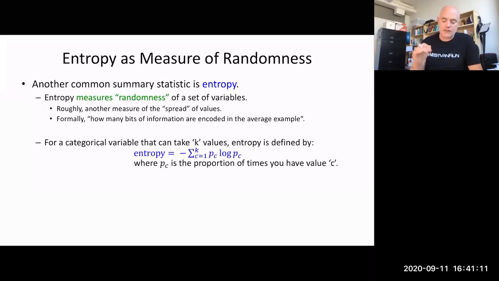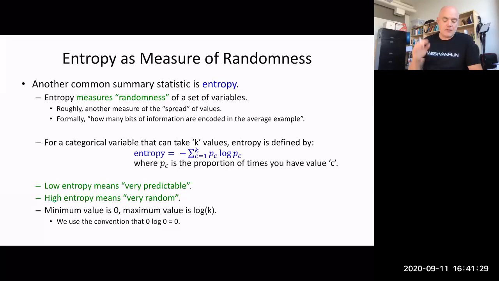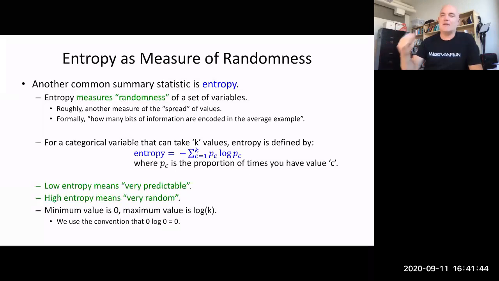For a categorical variable that can take k values, the entropy is defined by minus the sum, c equals 1 to k, of the population proportion, the probability, the proportion of times that you have value c in your set, times the log of that probability. Okay, and we'll talk about this in just a second. Low entropy means very predictable. That means that out of the set of numbers from 1 to 10, if your observed data only has 5s in it, and you're asked to predict what the next number would be, it's pretty easy. You just predict 5.